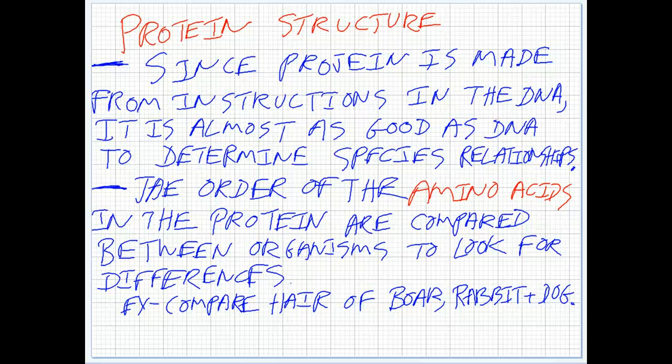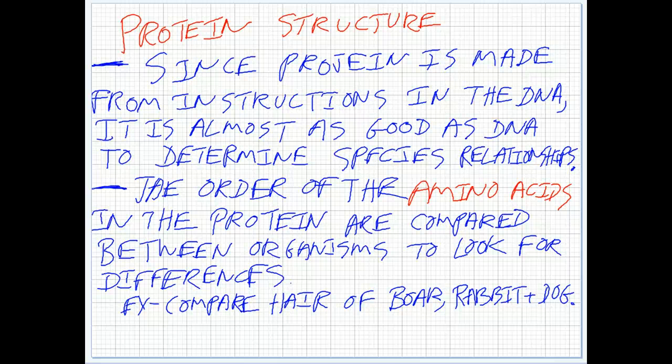Now, similarities in protein is very similar, because protein is made from the instructions in the DNA. This is probably the second best way of determining species relationships. Since it's made from the instructions in the DNA, it's almost as good as looking at the DNA. The order of the amino acids that are put together in the protein will be slightly different between different organisms. So I could take a fingernail clipping from me, a little bit of horse hoof, say the horn of a goat, and other things similar from other organisms, say a dog toenail versus cat claw, and compare those in their amino acid structure and see where the amino acids vary and how these organisms have varied.